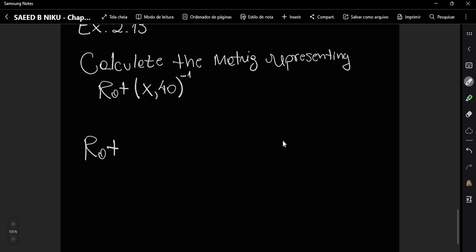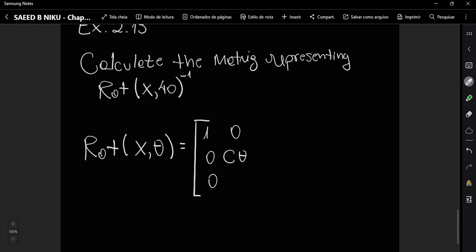So rot of x with a given theta angle, the characteristic matrix of this rotation matrix is 1, 0, 0, 0, cosine of theta, sine of theta, 0, minus sine of theta, cosine of theta. And this we saw a few lectures ago.